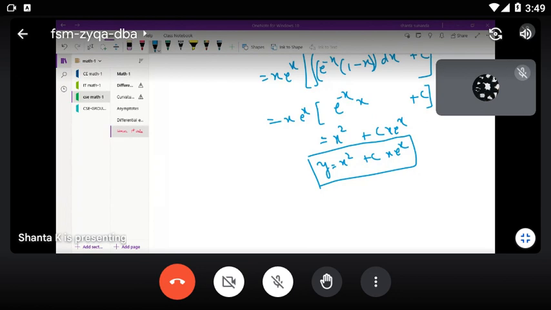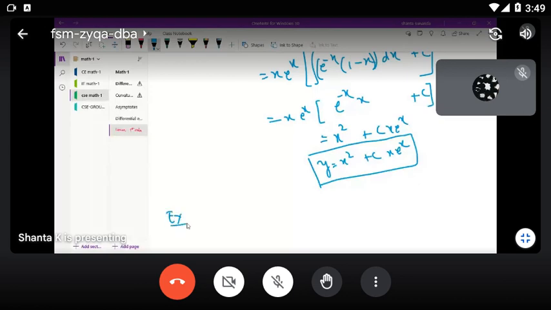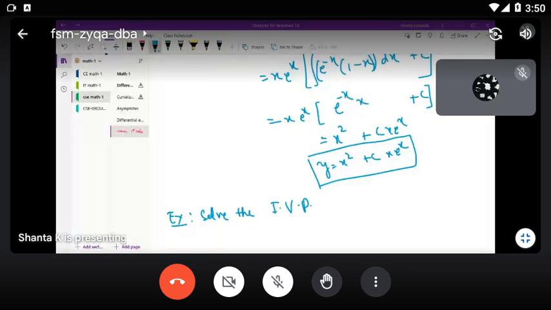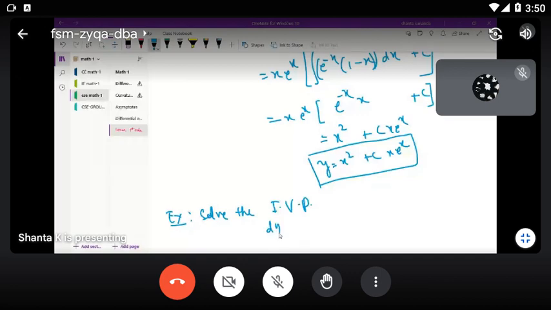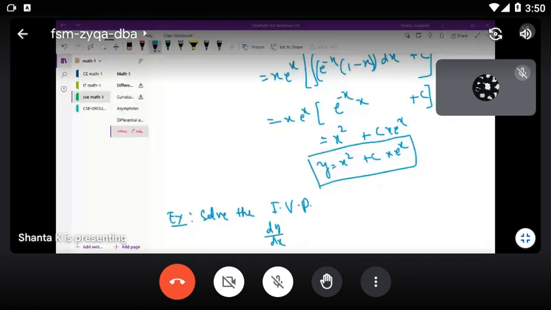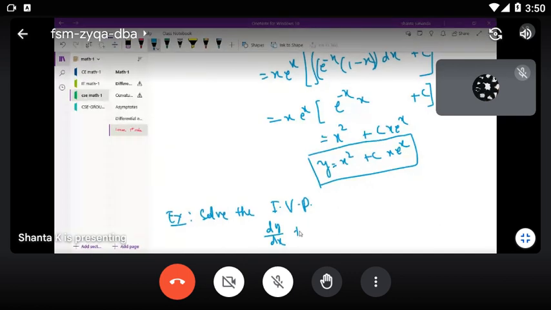Let's say initial value. So dy by dx. Initial value means you will be having one value and at the end you have to substitute and find the value of the constant. Sine 2x.